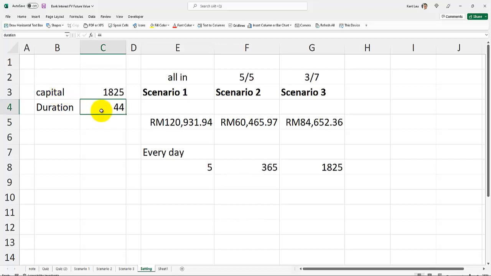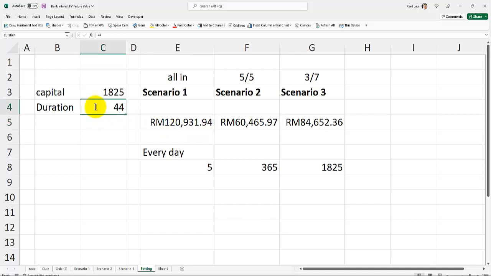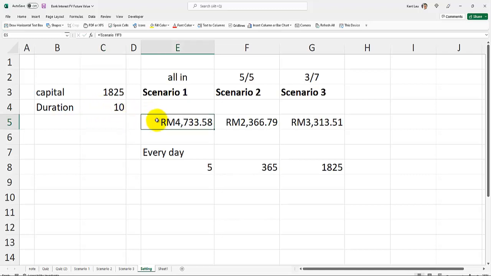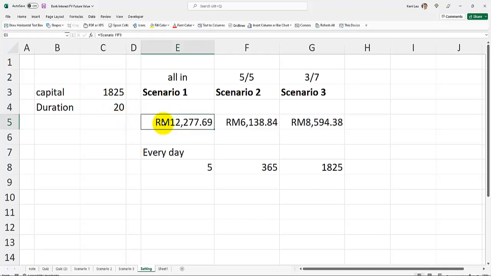So let's say that you can keep it up for the next 10 years. Okay, next 10 years. So that will be something quite understandable, is that you can have the amount, right? So let's just put there for 10 years. So that is 4,000 only. For 10 years, only 4,000. But if 20 years, it becomes grow into 12,000 something. But 44 years is huge differences, right?